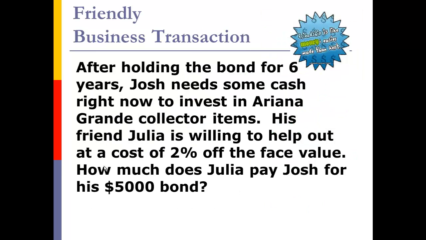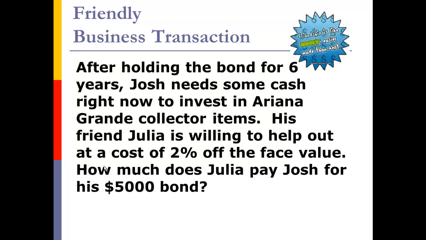Now, let's say Josh gets stuck. He needs some money. So he's been holding this bond for 6 years, collecting that interest, waiting to get his $5,000 back. But, oh man, he's really into Ariana Grande and really wants these collector items and t-shirts and all kinds of stuff she's selling. And so he needs the money now. He's seriously strapped for the cash. So he's got this bond. He can't do anything with it. So what's he want to do? He wants to sell it.